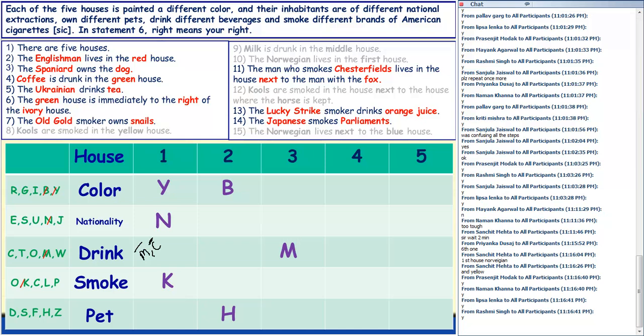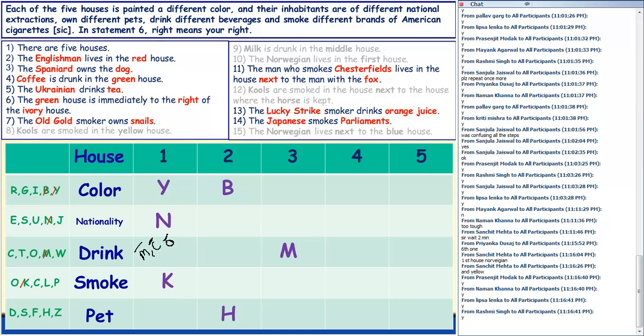और देखो ड्रिंक से रिलेटेड और क्या क्या है यहाँ पे. लकी स्ट्राइक स्मोकर ड्रिंक्स ऑरेंज जूस. तो यहाँ पे मेरे पास ऑरेंज जूस भी नहीं आ सकता है, मिल्क नहीं आ सकता है, सी नहीं आ सकता, ऑरेंज जूस नहीं आ सकता है. सो अब बचे मेरे पास MCO इज आउट. इधर इट इज वाटर और इधर इट इज टी. बट टी भी नहीं होगा.